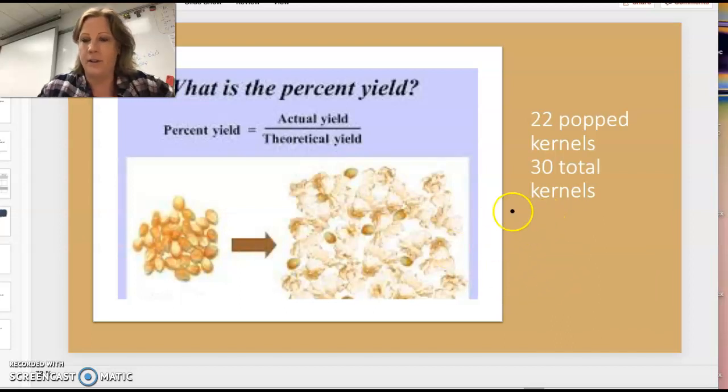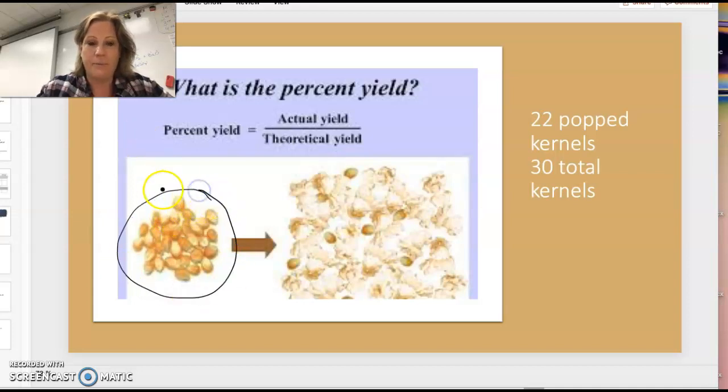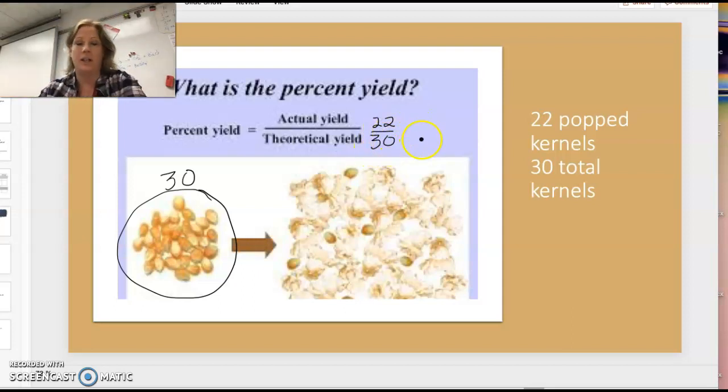So for example, here's an analogy, if I have 30 total kernels, theoretically all 30 should pop, but in reality they don't. So if you count here, I think there's 8 that didn't. So we would have 22 that popped. So when I take the actual yield, what I really get divided by what I should have got, the theoretical, and multiply it by 100, then I get what we call the percent yield.